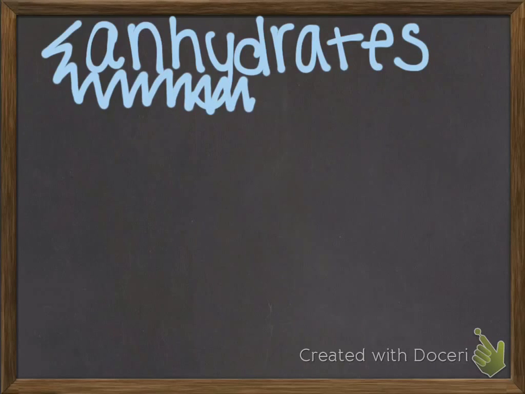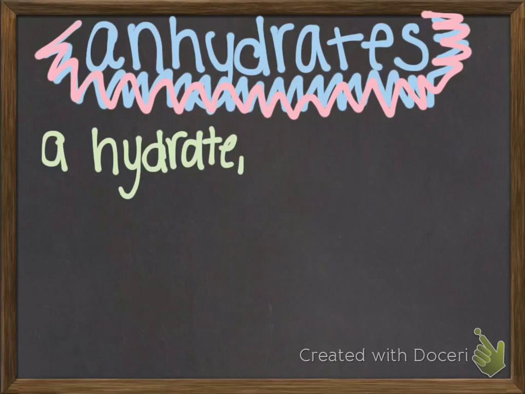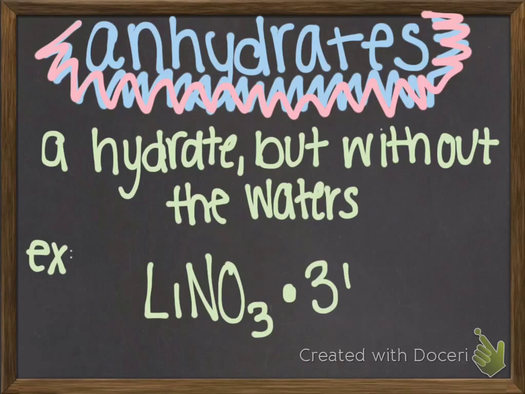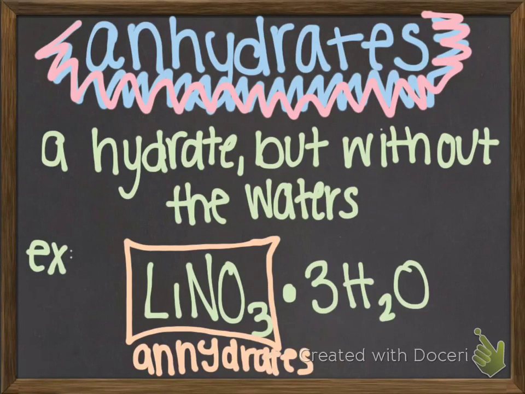Another thing you get when you deal with hydrates is an anhydrate, which is the same thing as a hydrate, but it doesn't have the attached waters. An example of this would be just LiNO3.